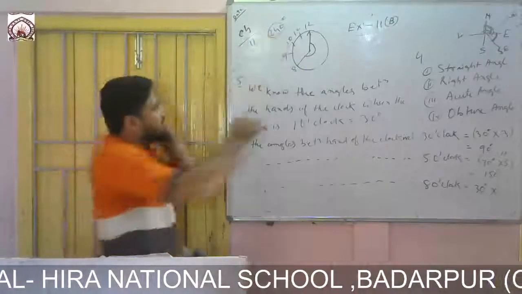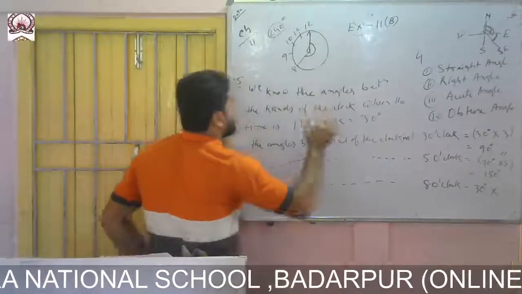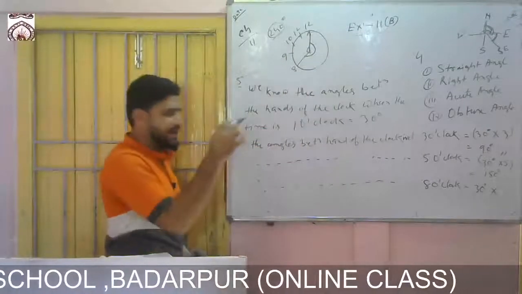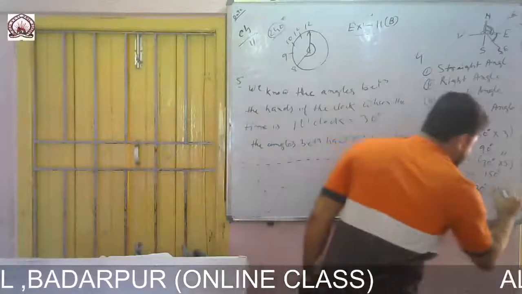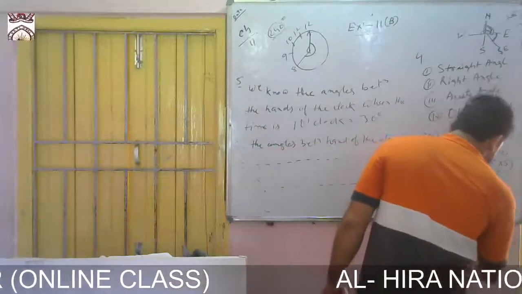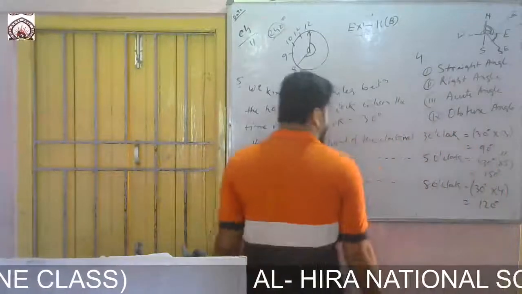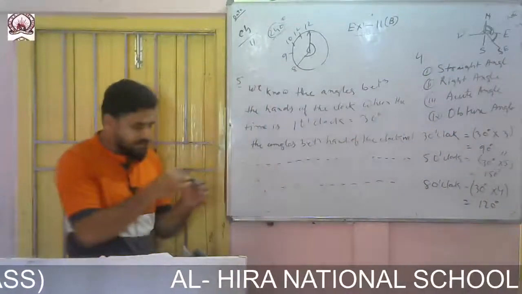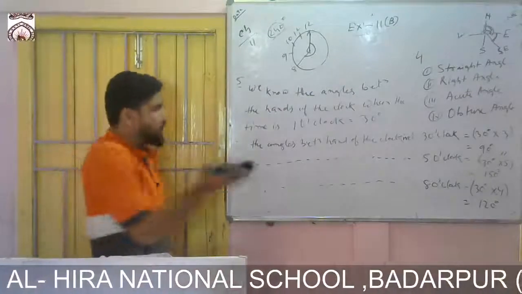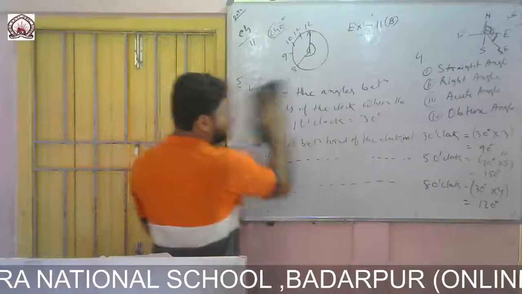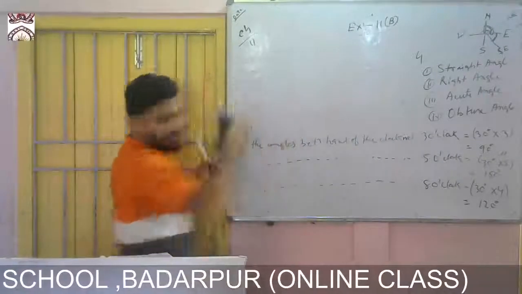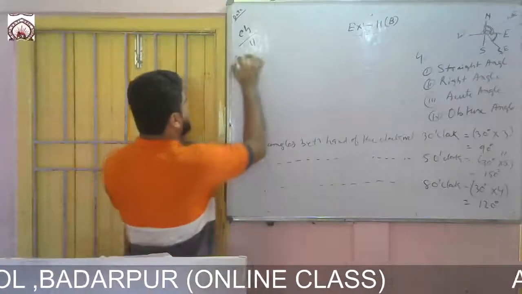So I will take this angle. How many? 1, 2, 3, 4. That means 4 into 30, which will be 120 degrees. Now we can find reflex angles easily. So how to find the reflex angle between the hands of the clock? Now question number 5.